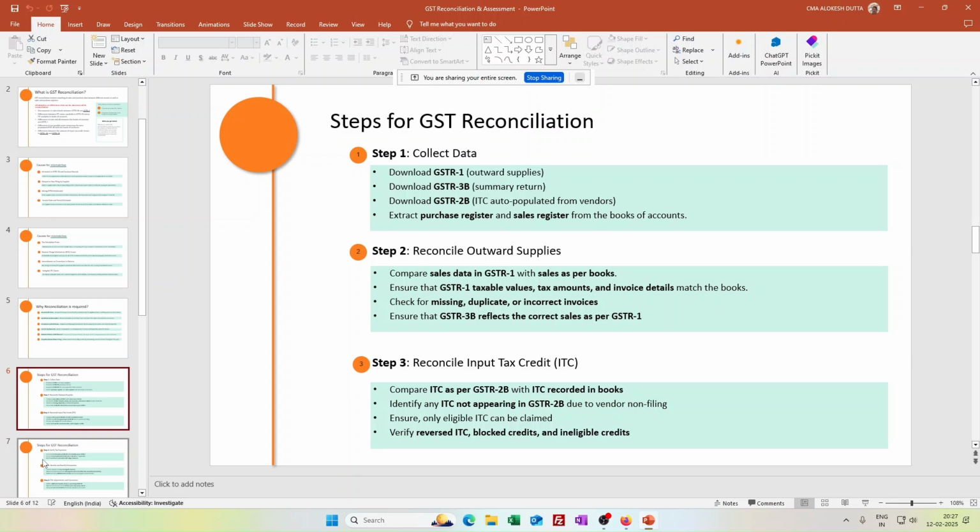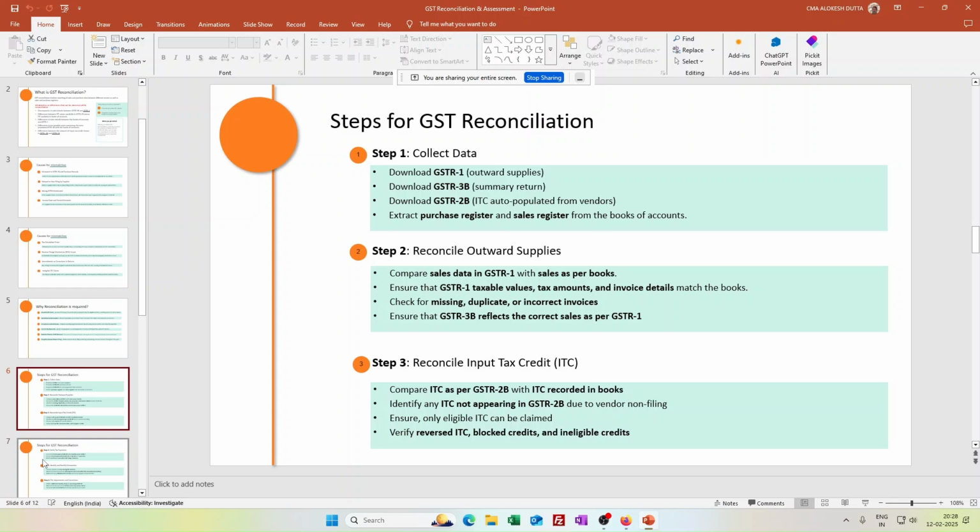Download GSTR 1, GSTR 3B, GSTR 2B, and extract from Tally or any other software or books of account the purchase register and sales register. Reconcile outward supply first, then reconcile input tax credit. Reconcile outward supply with the GSTR 1 and ensure the GSTR 3B reflects the correct sales as per GSTR 1. Reconcile the ITC as per GSTR 2B. ITC not appearing in GSTR 2B should not be taken in the GSTR 3B.